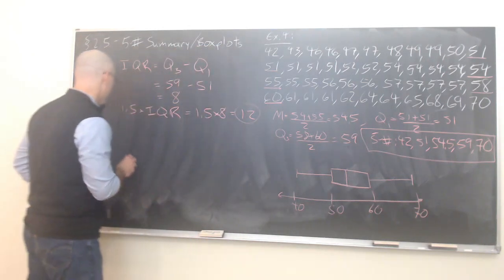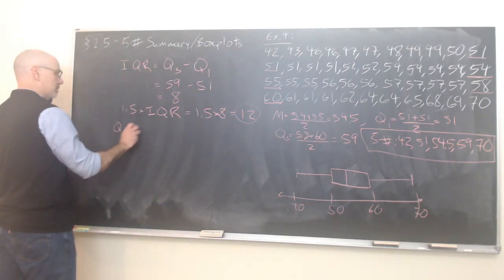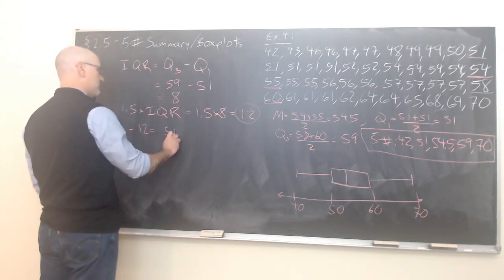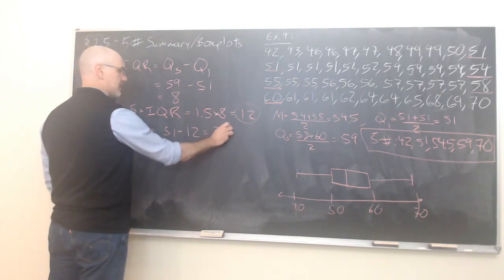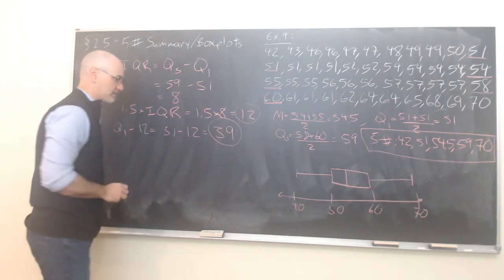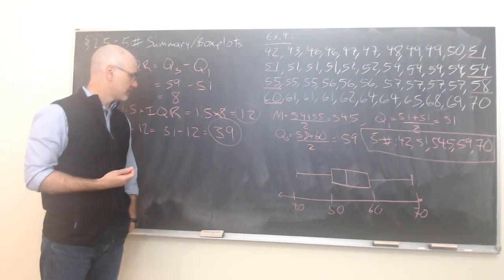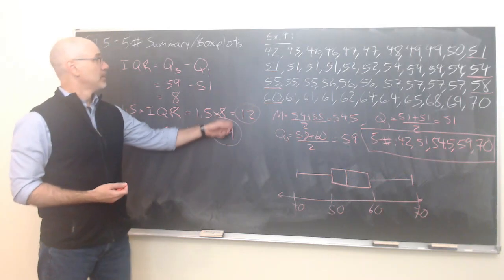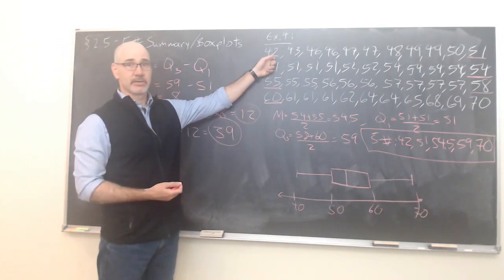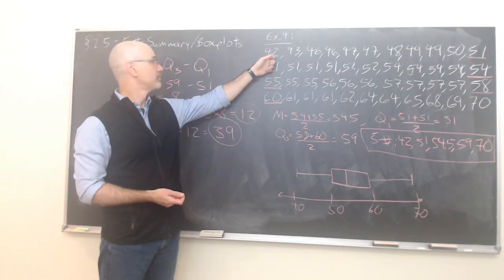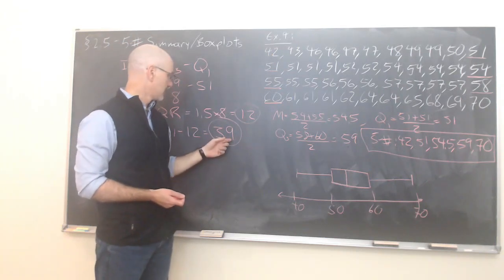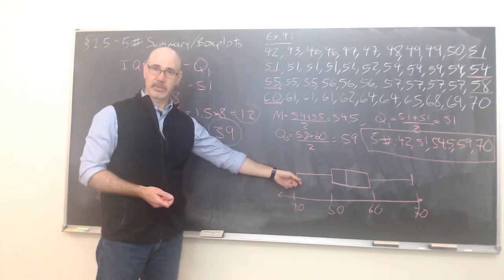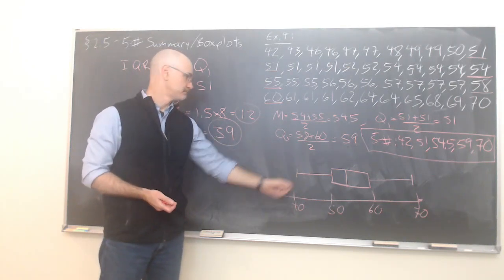So we take Q1 minus 12. That's my 51 minus 12, or 39. This is our cutoff for whether we would consider something an outlier or not. Anything below 39 is an outlier. But notice we don't have anything like that. The youngest person was 42 years old. That's more than 39. So we'll leave the whisker as it is. It extends to the minimum value, and there are no outliers to mark.